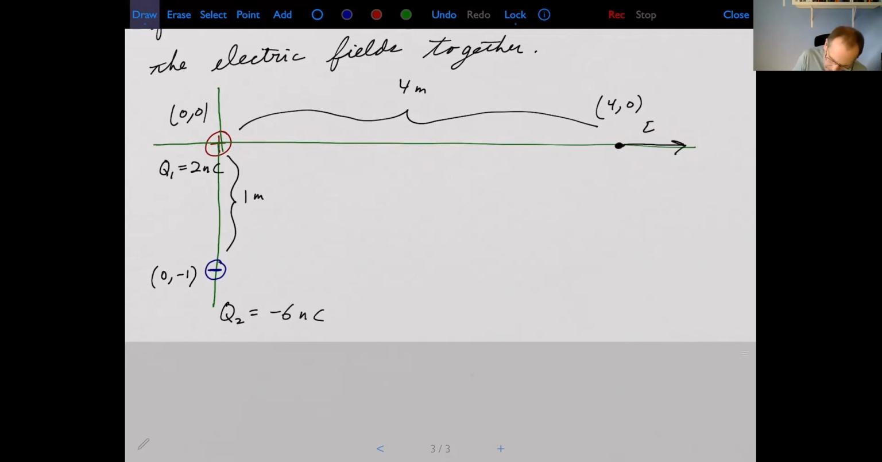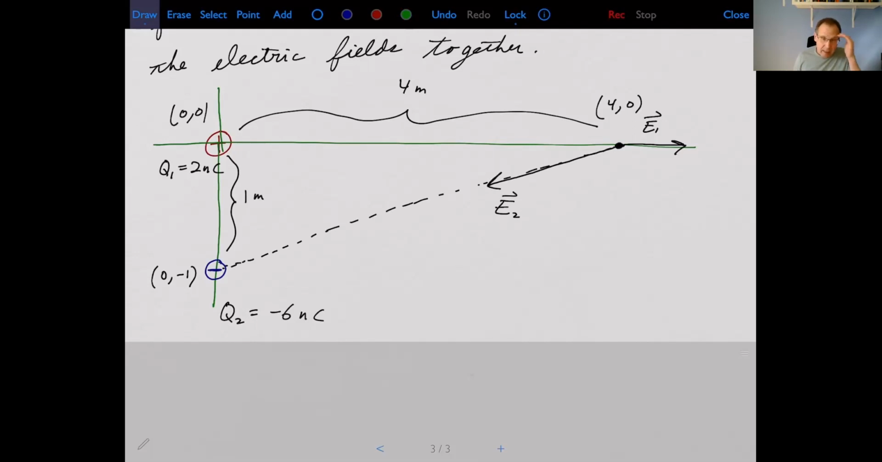I'll call this E1. So that's the electric field due to Q1. And then the electric field due to Q2, which is that negative charge, first of all, it'll act along this radial line. And it'll be inward. And -6 is a little stronger, so it'll probably be a little bit longer. Let's say it looks something like this. So this would be E2.